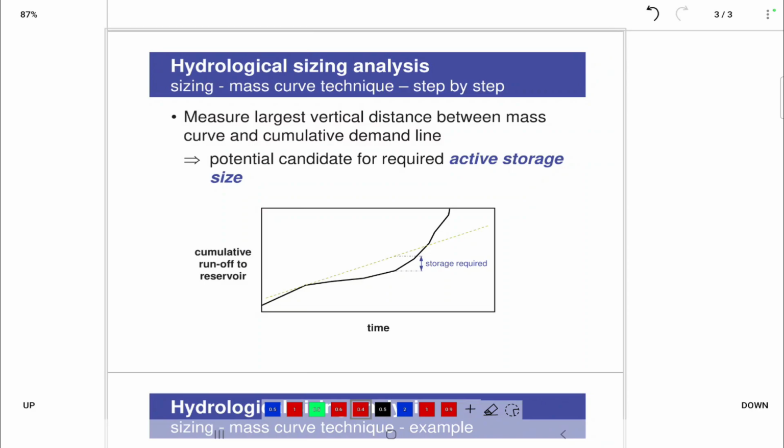Okay. Now, hydrological sizing analysis, the sizing mass curve technique step by step. Measure the largest vertical distance between the mass curve and the cumulative demand. So this one is the cumulative demand, and this one is the cumulative runoff.